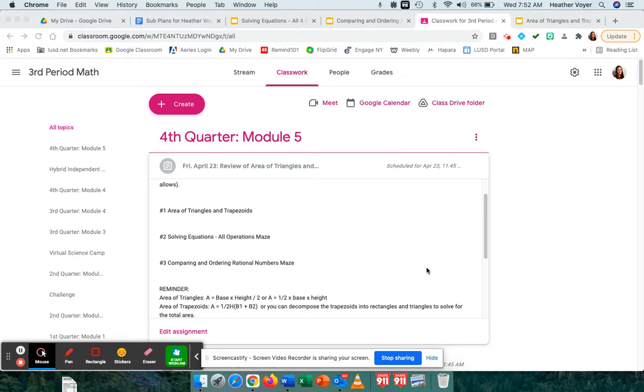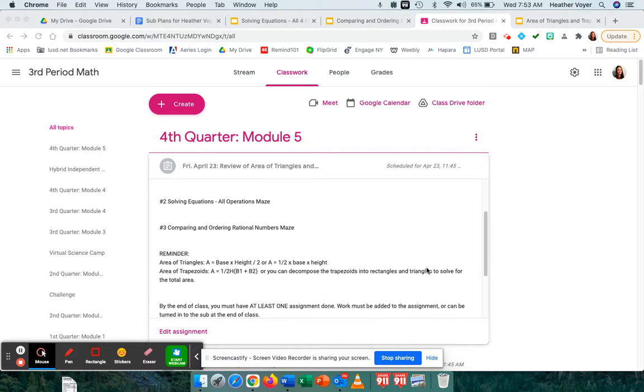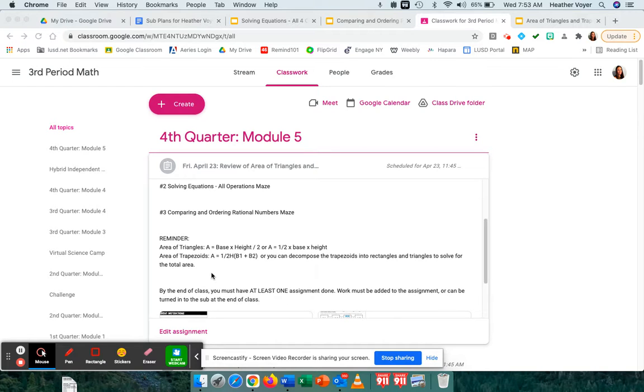So the first choice is going to be area of triangles and trapezoids. The second choice is going to be solving equations. It's an all operations maze. And the third choice will be comparing and ordering rational numbers, which is also going to be a maze. I put down here a reminder of what the formulas for triangles and trapezoids are. So you guys know triangles, you do base times height divided by 2, or you can do 1/2 times base times height. For areas of trapezoids, you do 1/2 times height, parentheses, base 1 plus base 2. Or you can always decompose the trapezoids into rectangles and triangles to solve for that total area.